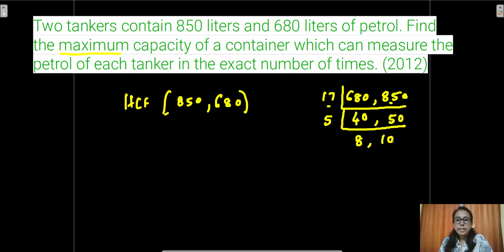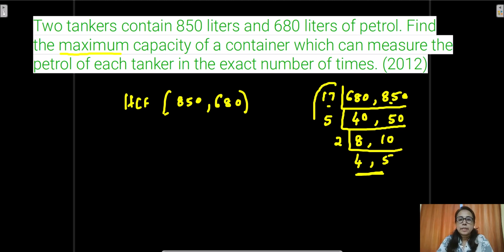Okay, 8 and 10. Now again you see one more common factor is there, right? 8 and 10 both are divisible by 2. So 2 goes into 8 4 times and 2 goes into 10 5 times. Okay, now can you see any common number between 4 and 5? No such common number. They are co-prime numbers. So the common numbers are only 17, 5 and 2. Right children? 17, 5 and 2.